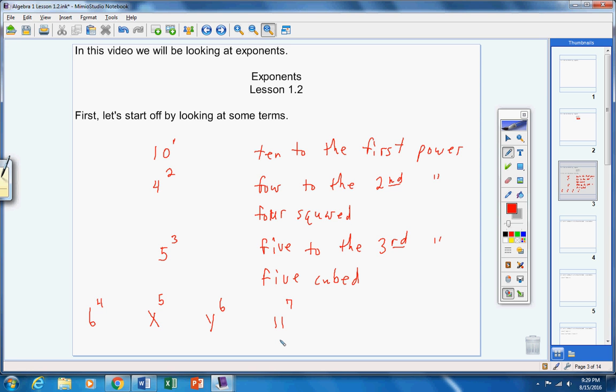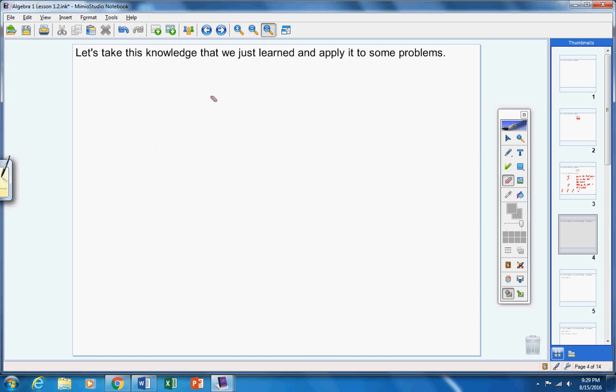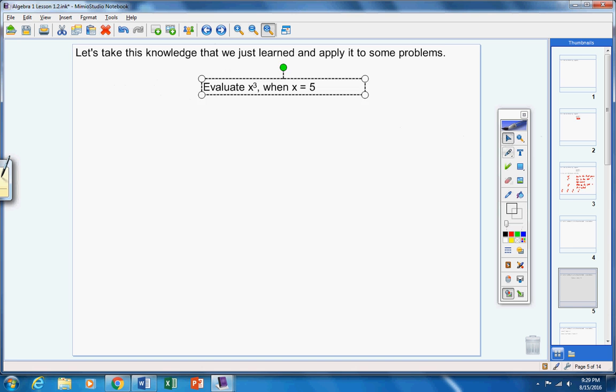Okay? So make sure you really understand how to say these, and also make sure you understand what the base is, the exponent is, and the exponential expression. Okay? All right, let's continue on. Now, let's take this knowledge that we just learned and apply it to some problems. So here we go. Let's work on this problem. You can work ahead or you can watch me. I want you to evaluate x cubed or x to the third power when x equals 5.